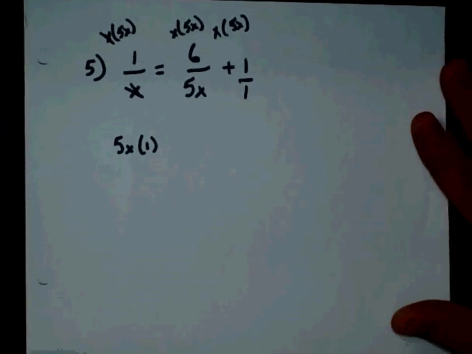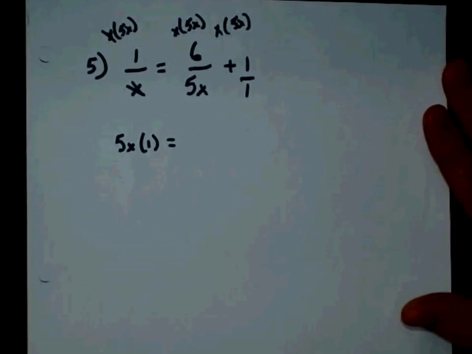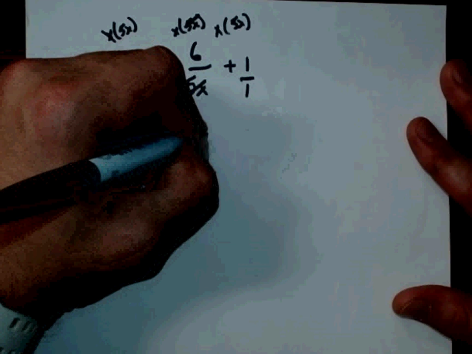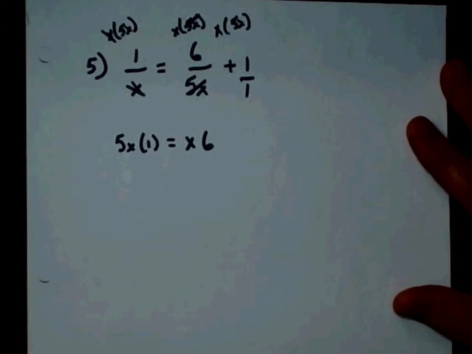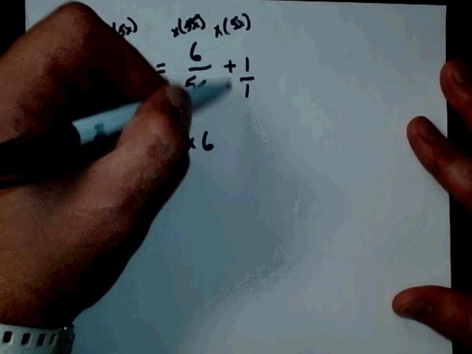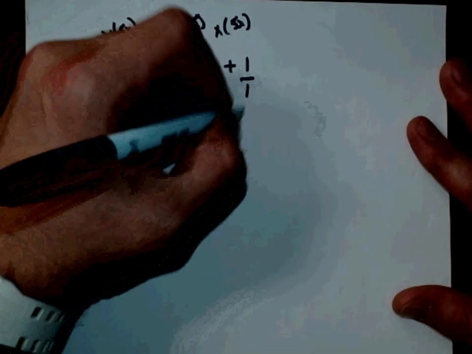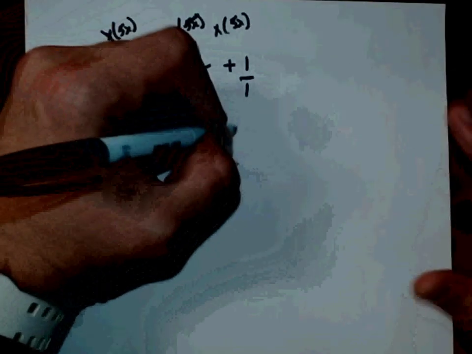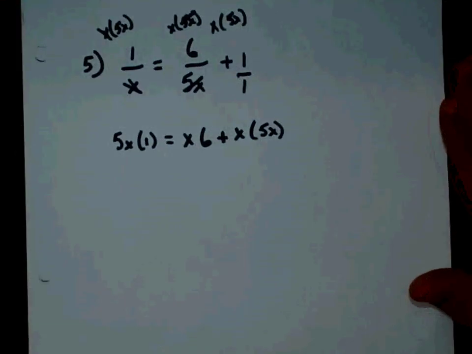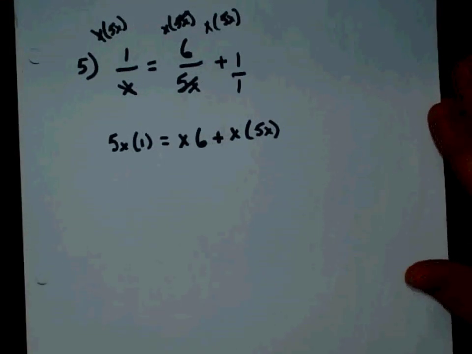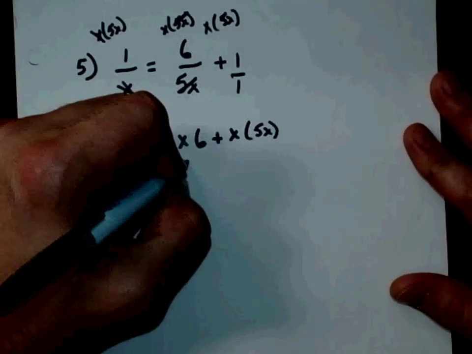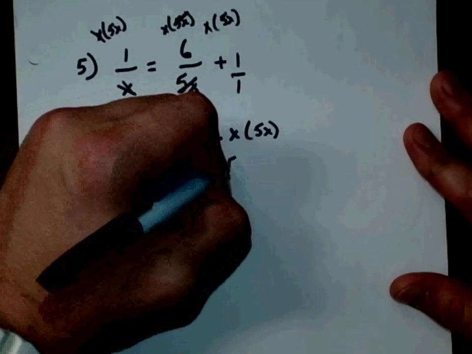Okay? Over here, what happens? It cancels out the 5x, and I'm left with x times 6, right? And over here, anything cancel out? In this last one? No. So therefore, it's going to become that right there. So now I don't have to worry about dealing with any of the fractions. All right, and so this becomes 5x. This becomes 6x plus 5x squared.